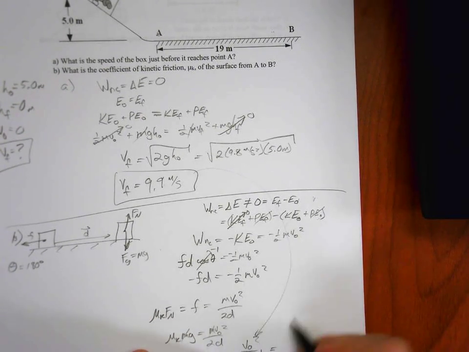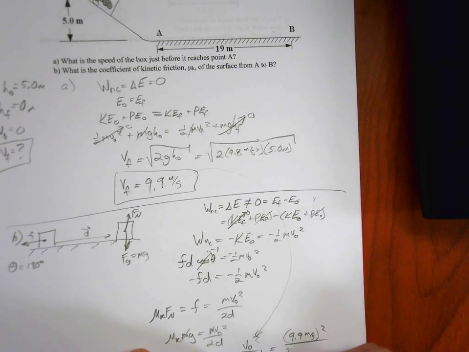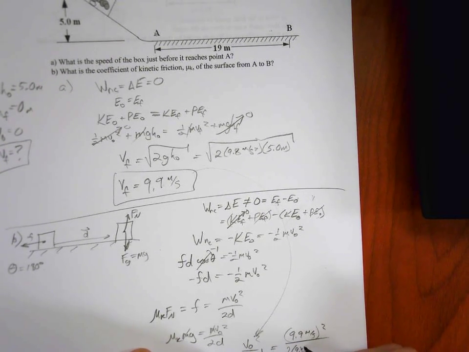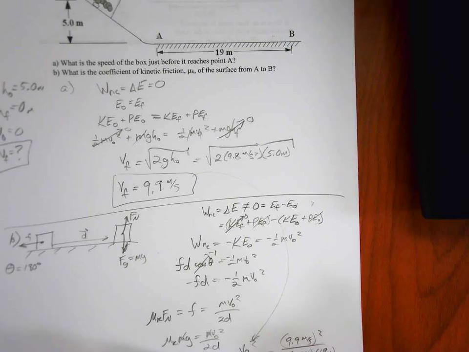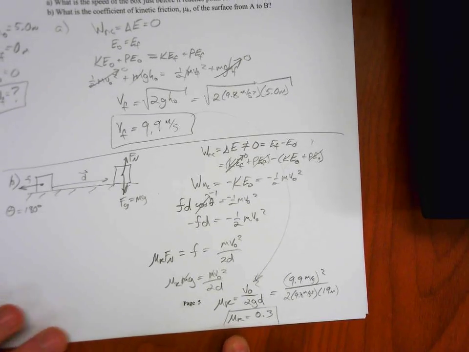So that just equals 9.9 meters per second quantity squared over 2 times 9.8 meters per second squared times 19 meters. And when you do the math, that comes out to 0.3. It's a coefficient of kinetic friction, excuse me.